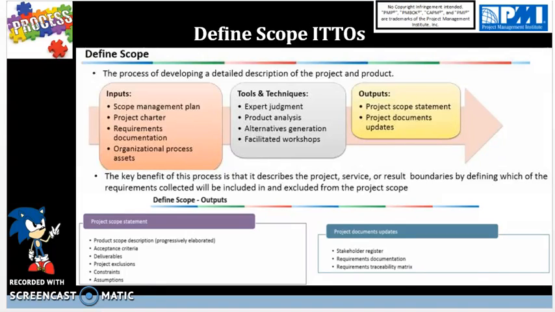Then we have expert judgment, where you have PMO, Project Management Office, peer project managers, and also other types of expert judgment from existing policies, procedures, historical documents that can guide you in defining the scope. And then you have alternatives generation, which is basically an alternative way of defining the scope and getting the same result.